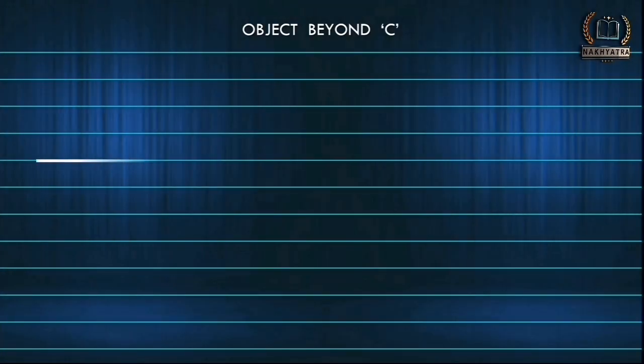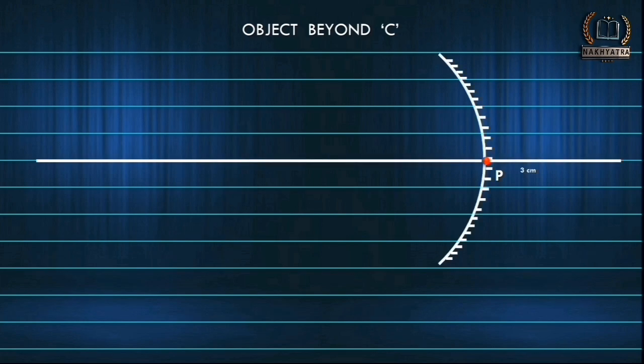Okay, now let's draw the basic ray diagram. This is the pole, this is the aperture. So this is a concave mirror. Okay, so F is the focus and C is the center of curvature. So now the object is located beyond C. So AB is the object.